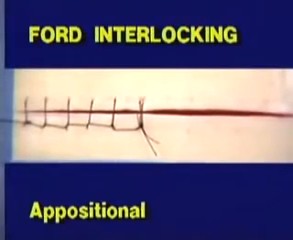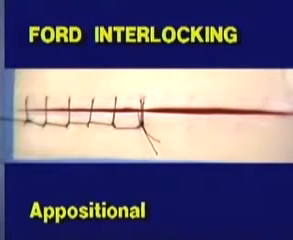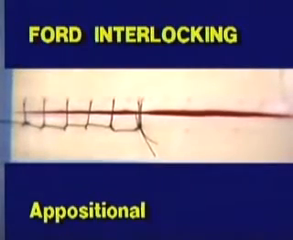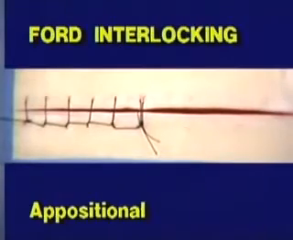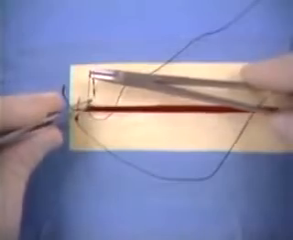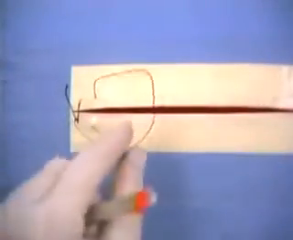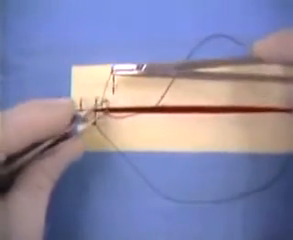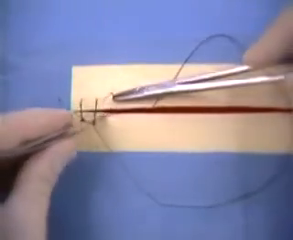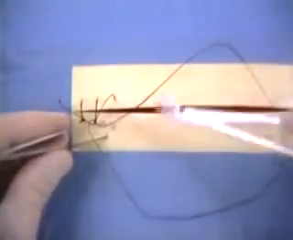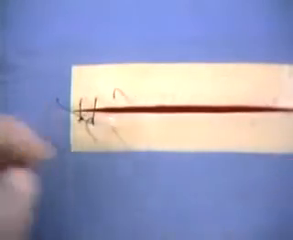The fourth pattern to be demonstrated is the Ford interlocking pattern. This is an appositional suture pattern. The Ford interlocking suture is a modification of the simple continuous suture. The beginning of the suture is as described for the simple continuous suture. The needle is advanced, a loop is formed, and the needle is passed perpendicularly through the tissues in the same direction.